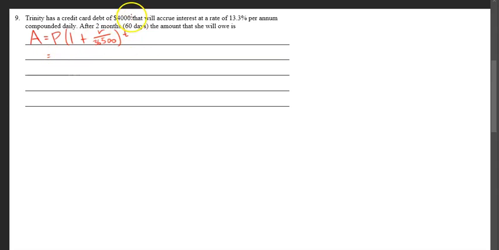So in this case, our principal, which is the $4,000, is the initial debt that she has. The rate is 13.3%, and honestly, that's actually a fairly realistic rate. I've seen banks do this as a credit card rate, compounded daily, and the time frame is just to the power of 60. You would just go ahead and punch this into the calculator, and how much Trinity owes back is $4,088.40. So there's an extra $88.40 that is accrued in interest for Trinity to pay back.